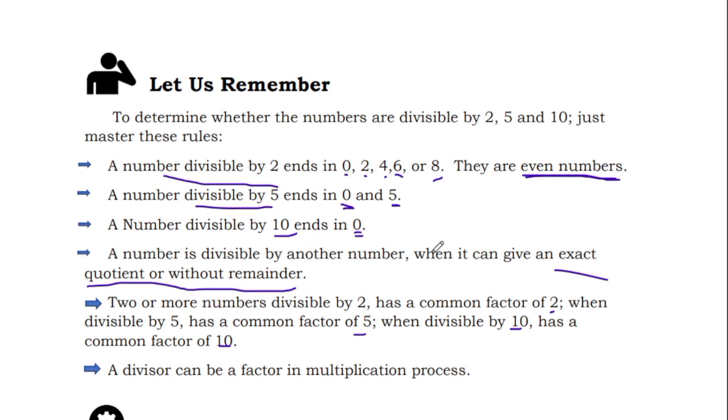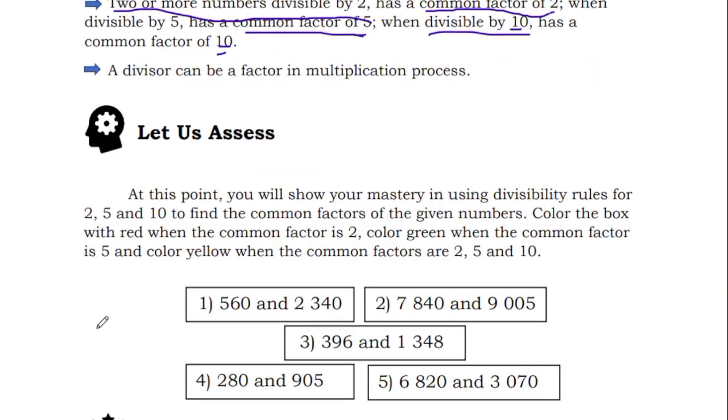If two or more numbers are divisible by 2, we call that a common factor of 2. When divisible by 5, it has a common factor of 5. If divisible by 10, it has a common factor of 10. And this divisor can be factored in a multiplication process.